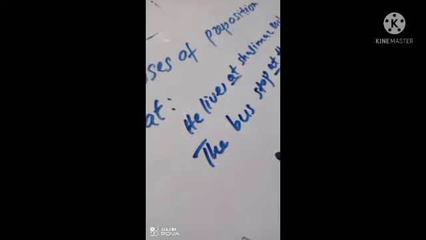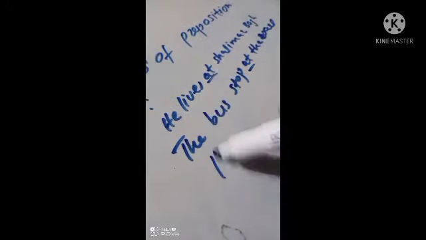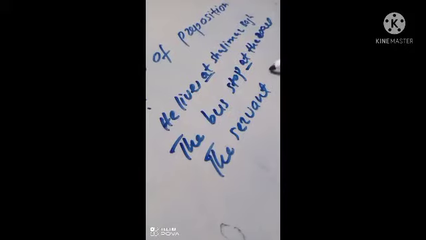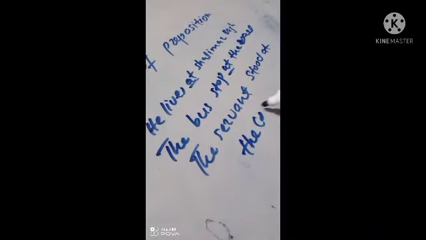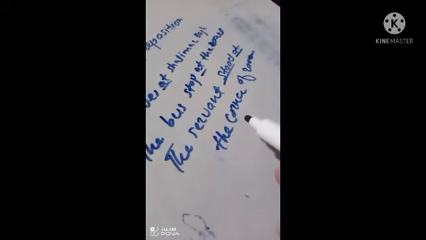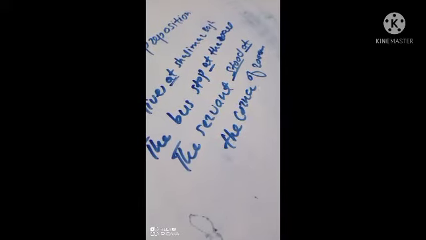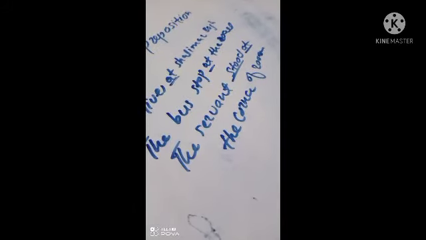Third, we use it for a definite part of space. For example, the servant stood at the corner of the room. So it shows the place. Okay, definite part of space. For example, direction is there. There the servant is standing at the corner. Okay, the position is mentioned there.